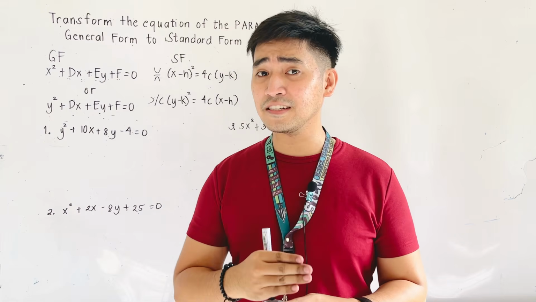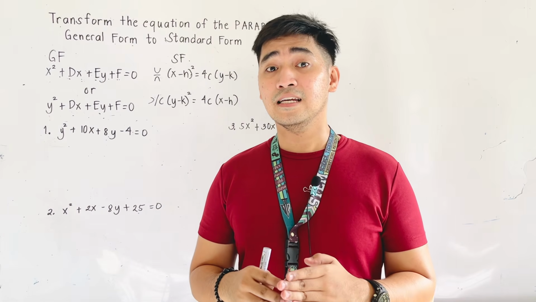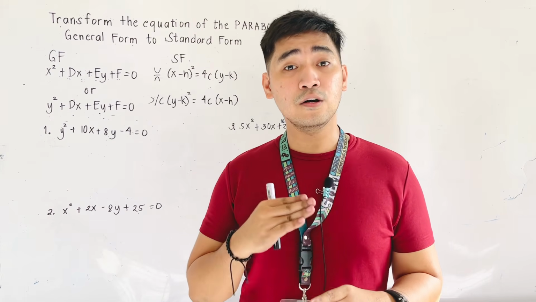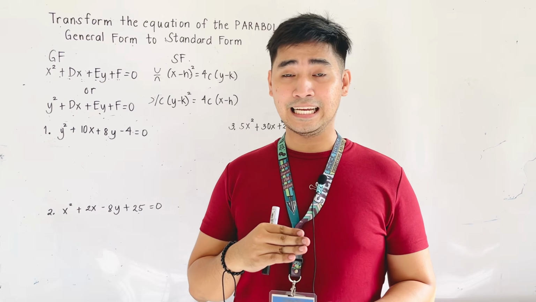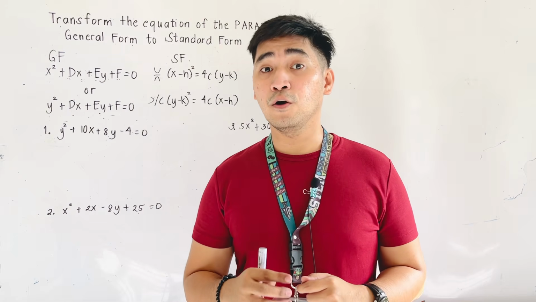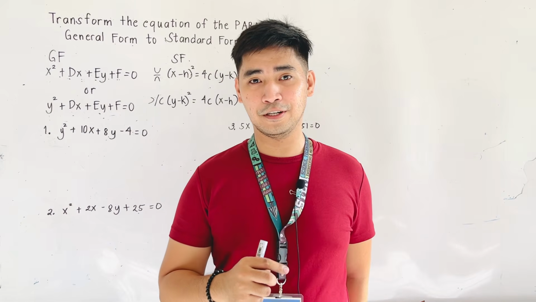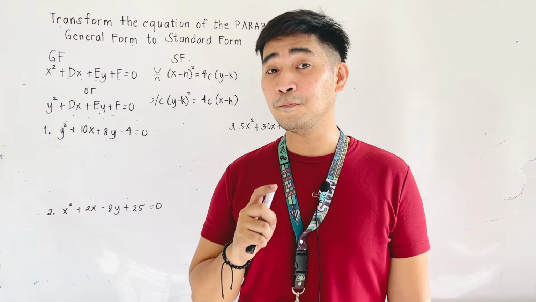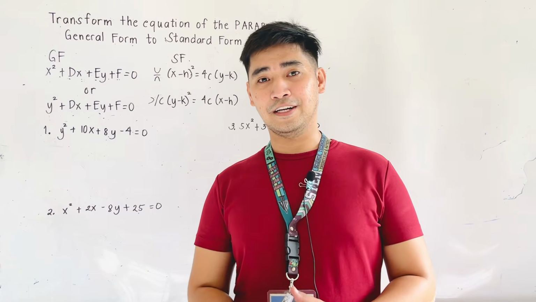If you are given x squared, that is the variable that you will be completing. If you are given y squared, that is the only variable that you will be completing. Okay, so that is one unique characteristic of a parabola. Only one variable is being squared. Therefore, we will be completing only one variable.